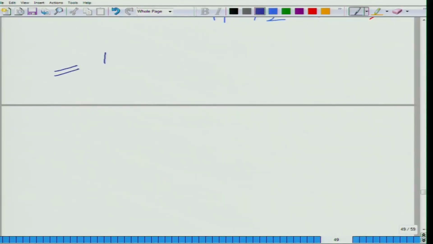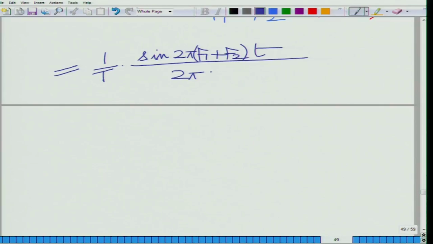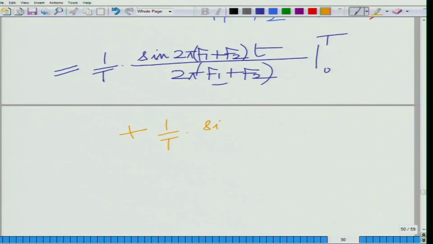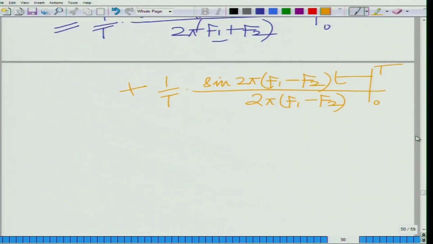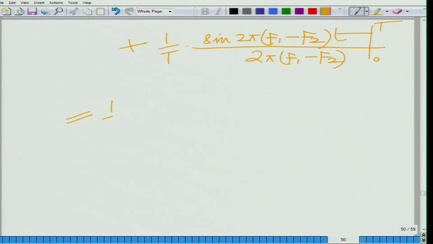So, this is equal to, I can write this as 1 over T, sine 2 pi (f1 plus f2) t divided by 2 pi (f1 plus f2), evaluated between the limits 0 to T, plus 1 over T, sine 2 pi (f1 minus f2) t divided by 2 pi (f1 minus f2), from 0 to T. We have already seen f1 plus f2 is k times f naught.